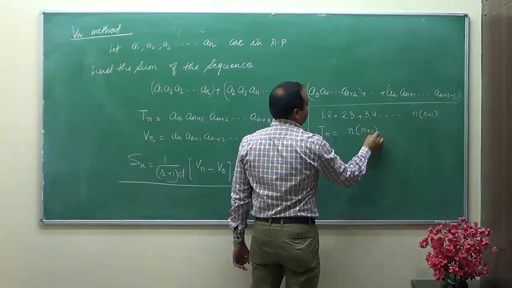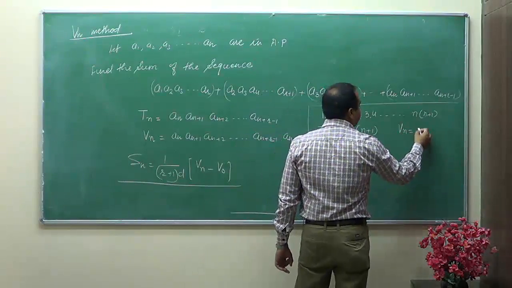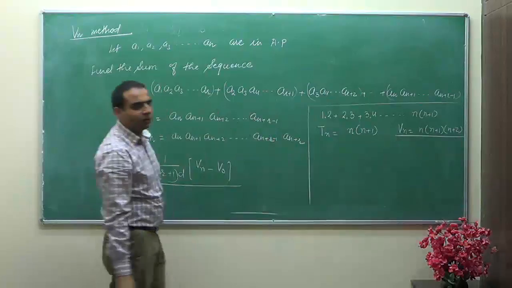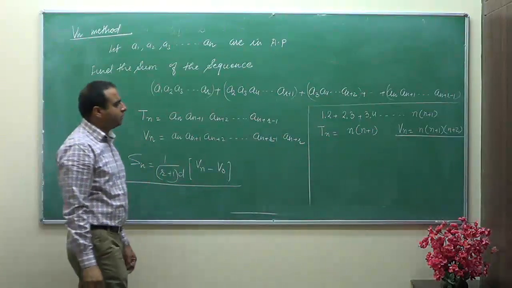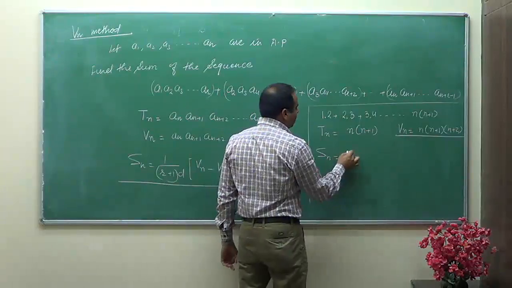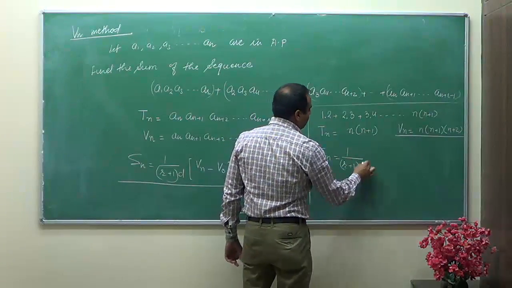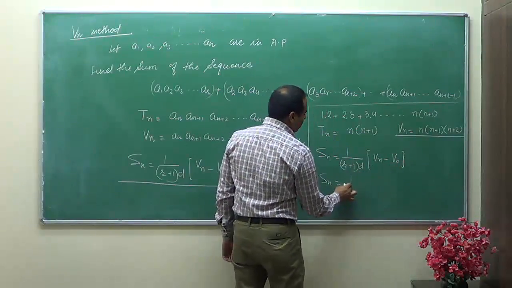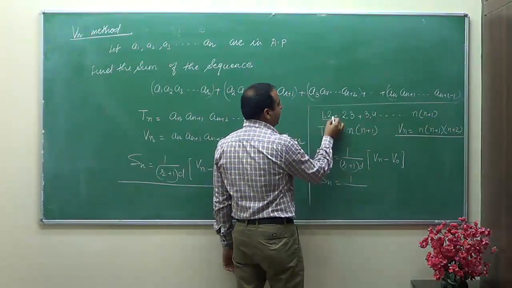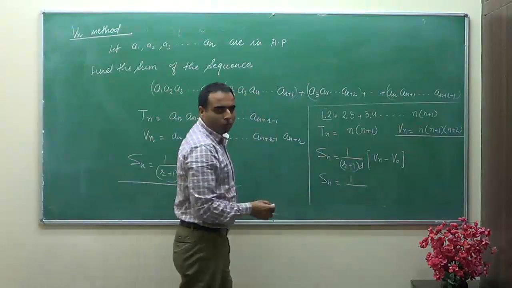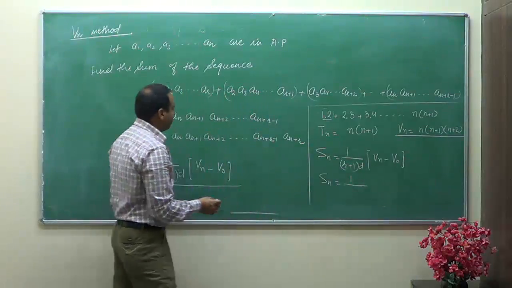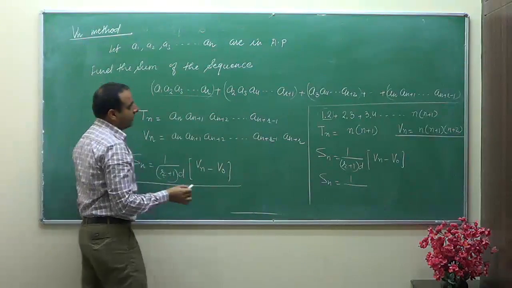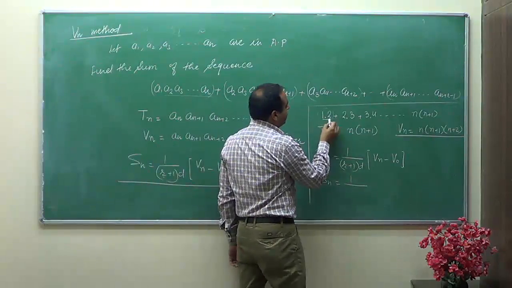Tn is n into n plus 1. What is Vn? Vn will be n into n plus 1 into n plus 2. Sn is equal to 1 upon R plus 1 into D, Vn minus V naught. So R plus 1, how many terms? इस एक टर्म में कितने नंबर्स इन्वॉल्व हैं? 2. तो यहां पर R की वैल्यू क्या हुई? 2. दिस इज द वैल्यू ऑफ R. So from here the value of R is 2.